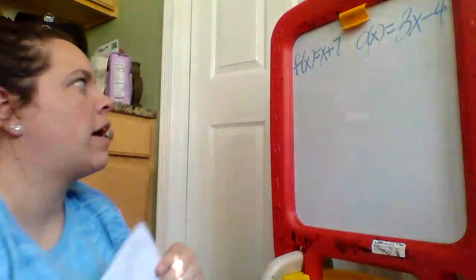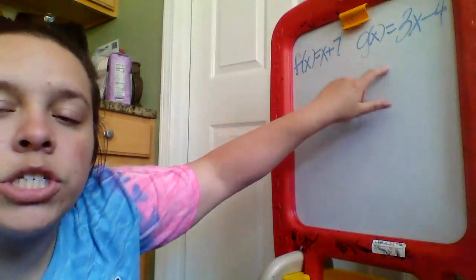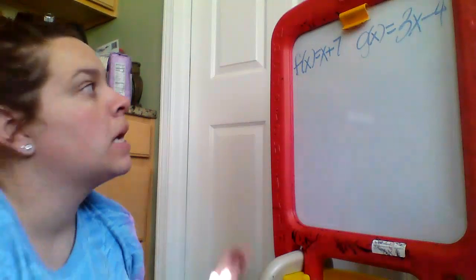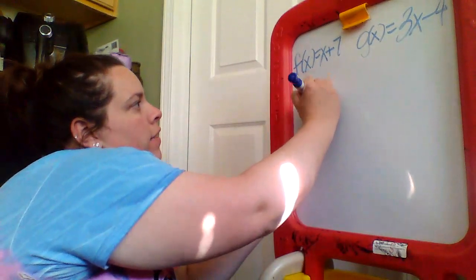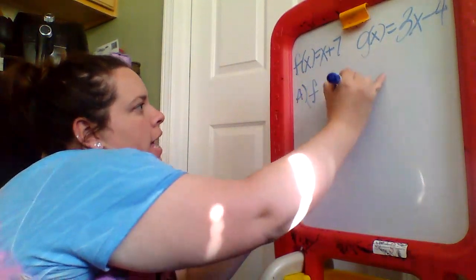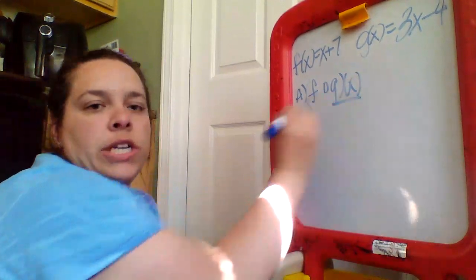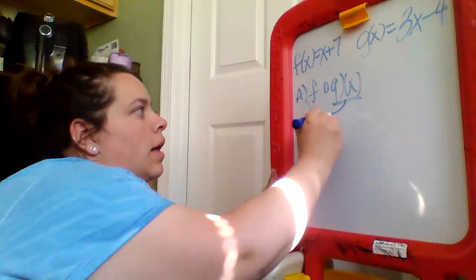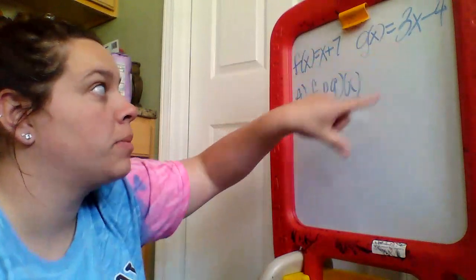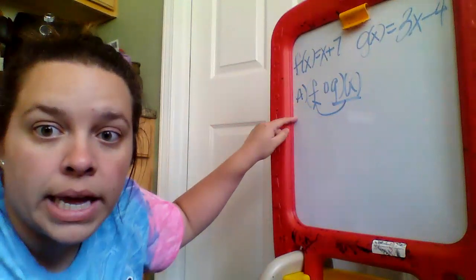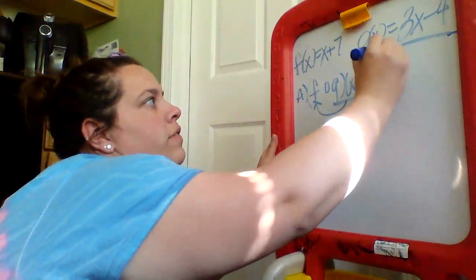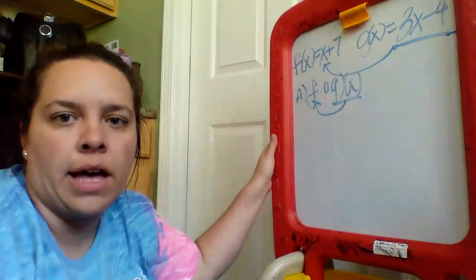All right, so f of x equals x plus 7 and g of x equals 3x minus 4. I'm going to start off with f of g of x. So I'm going to take g of x and plug it into f. Same thing I'm going to do up here: I'm going to underline g of x and plug it into f.